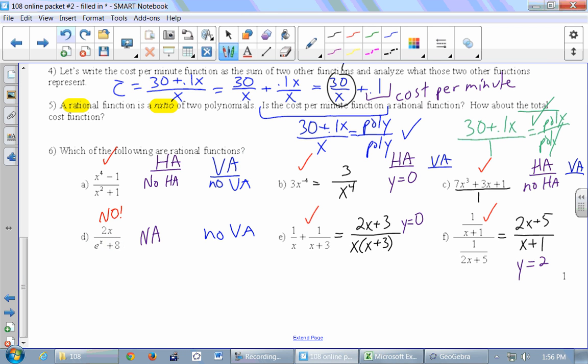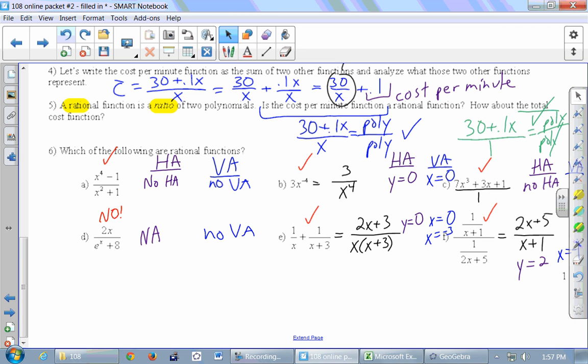Okay, part B, making the bottom equal to 0. Well, that's easy. It just happens at x equals 0. Part E, making the bottom equal to 0. There are 2 of them in this case, x equals 0 and x equals -3. Those are the 2 numbers that make the bottom 0. Those are the 2 vertical asymptotes. And then finally, part F, making the bottom equal to 0. That happens at x equals -1.